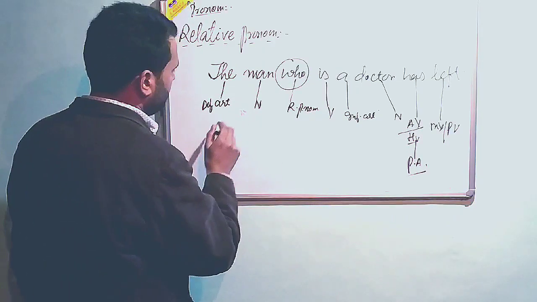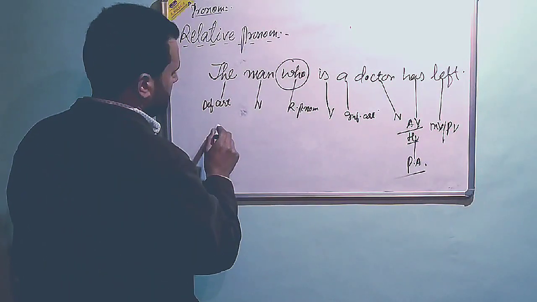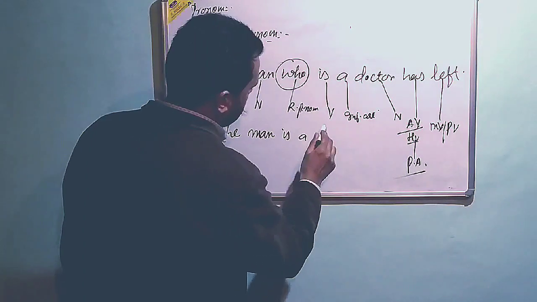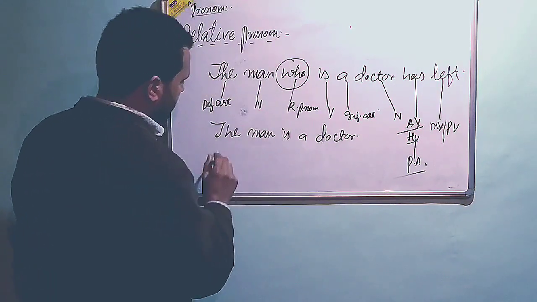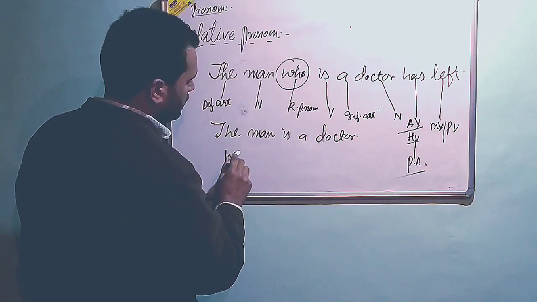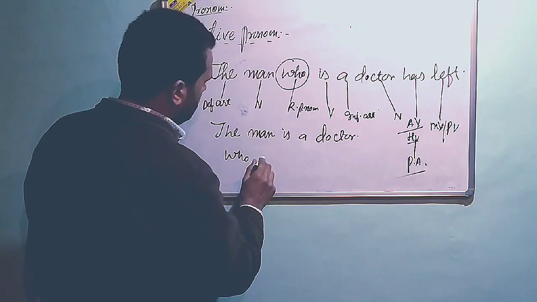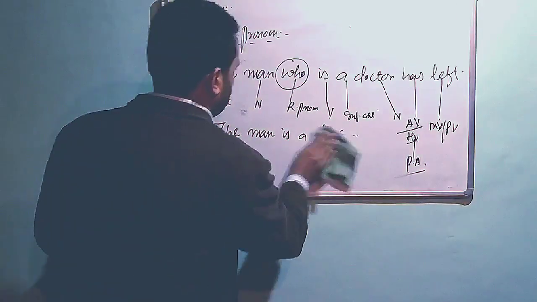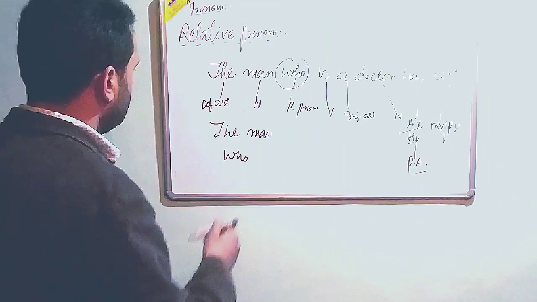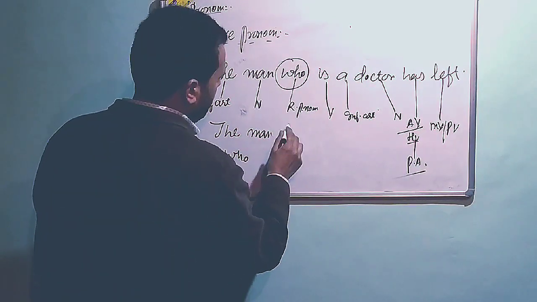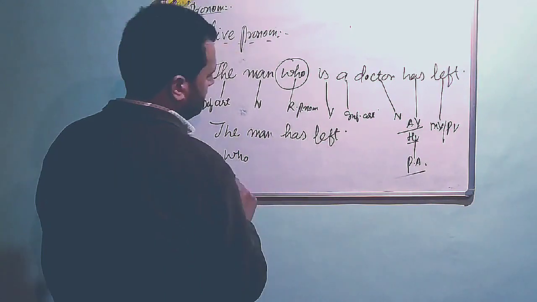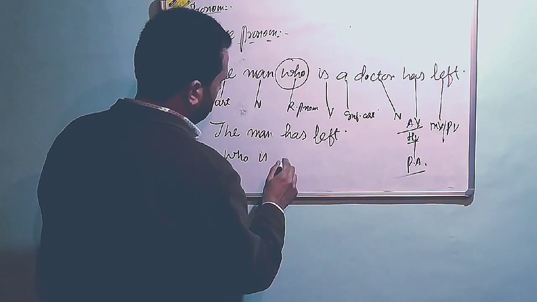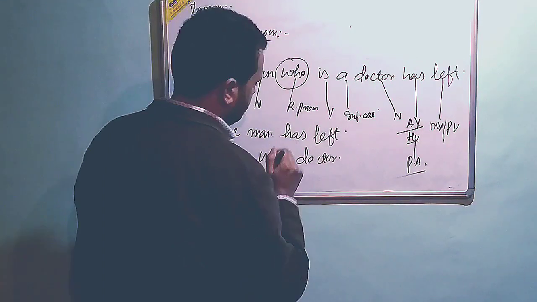Actually, these are two sentences. The first is: the man has left. The second is: the man is a doctor, who is a doctor.